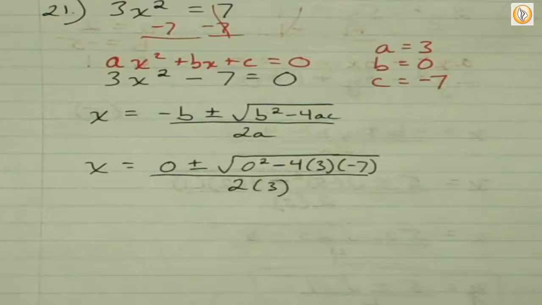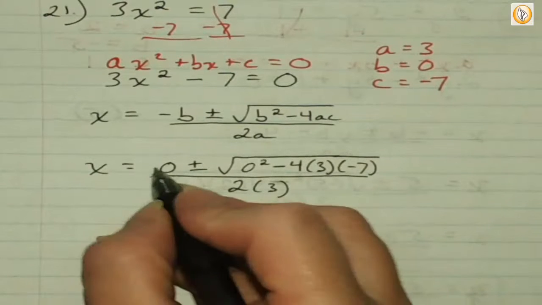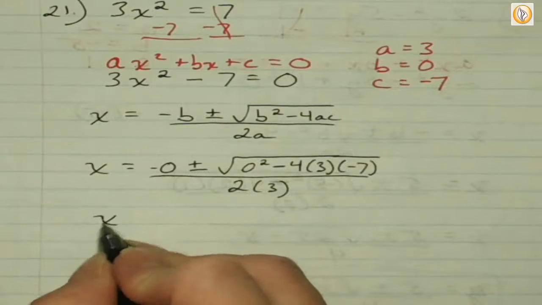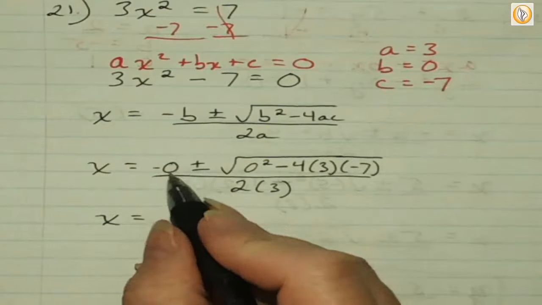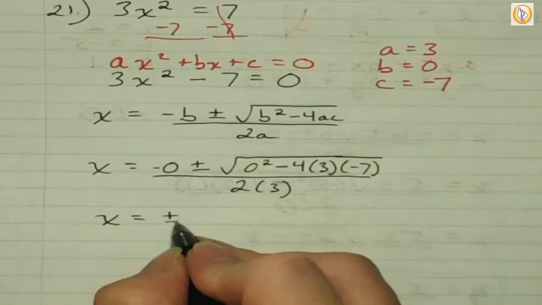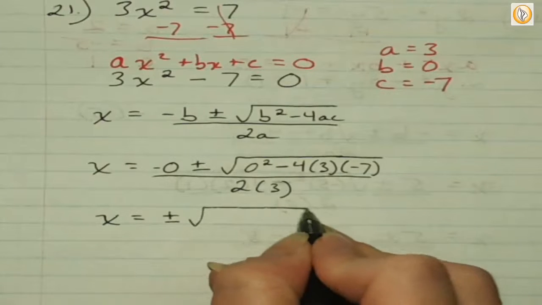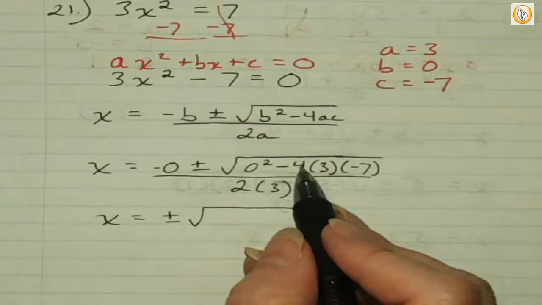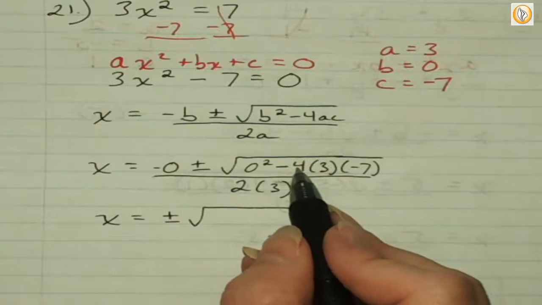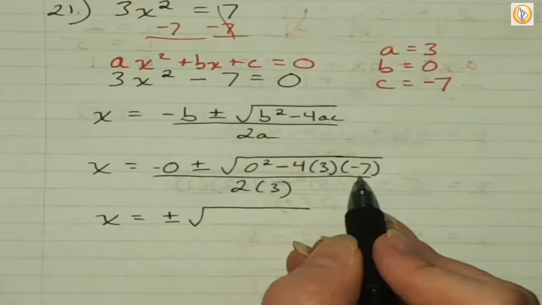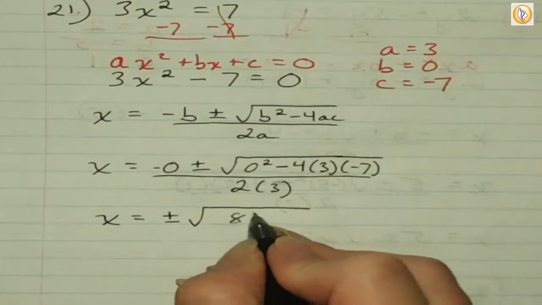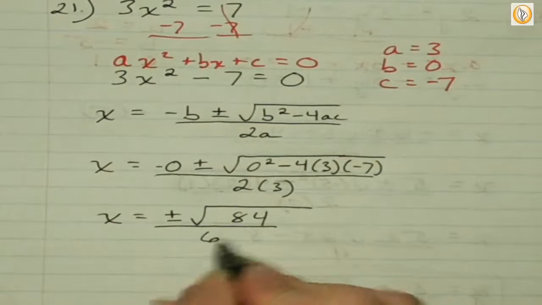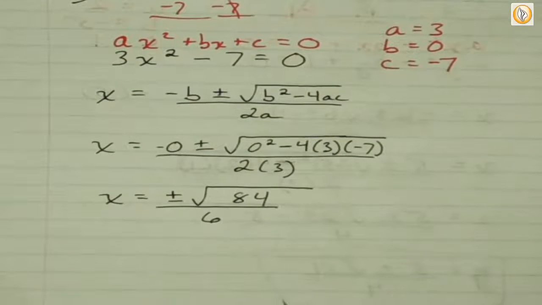Can we make the 0 negative? If you feel like you need to make it negative. All right. x equals, well, we can now get rid of the 0, so I have plus or minus the square root. 0 squared we know is just 0. So let's see, who was next? Taylor, was it you? Negative 4 times 3 times negative 7 is 84. And then 2 times 3 is 6.